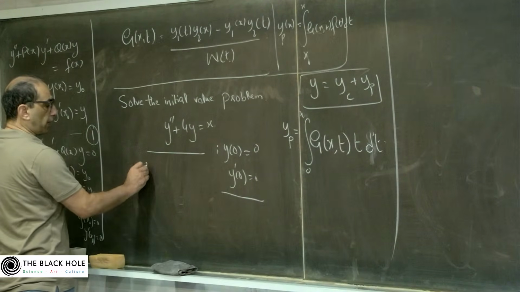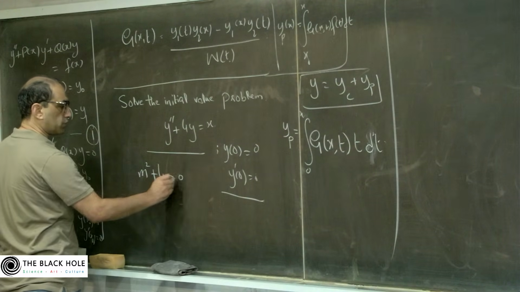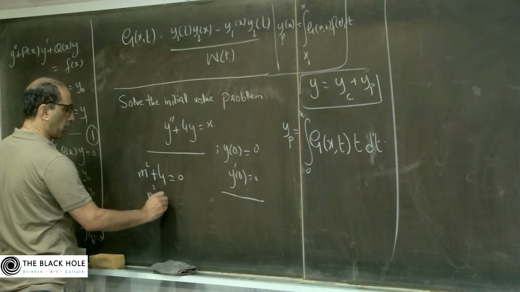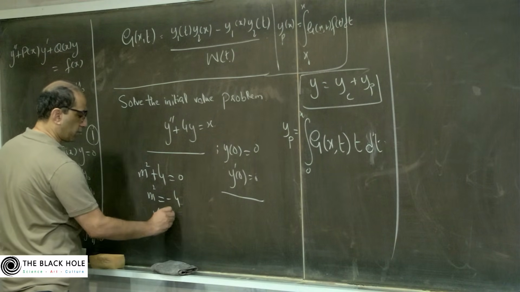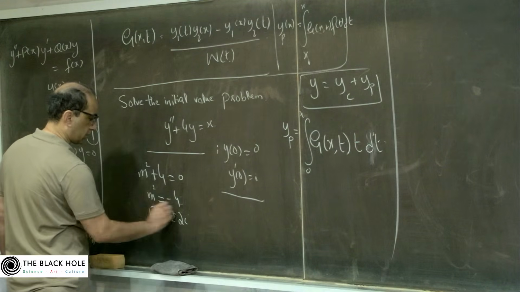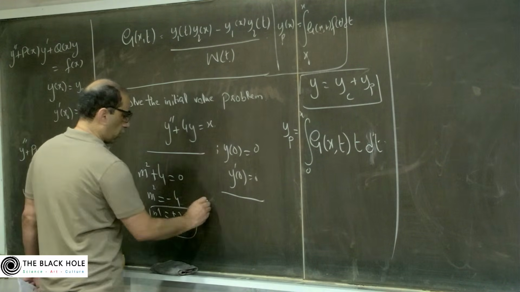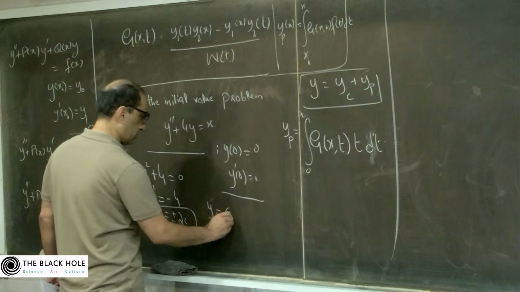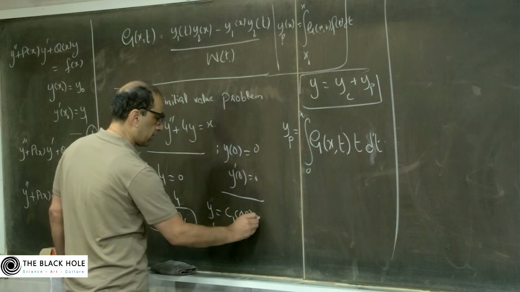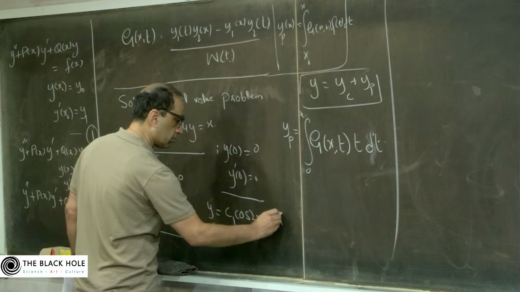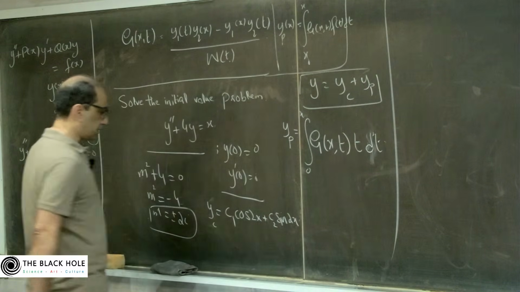Yc. So this will become m square plus 4 is equal to 0. m square is equal to minus 4. So m is equal to plus minus 2 iota, which means your yc is equal to c1 cosine of 2x plus c2 sine of 2x.